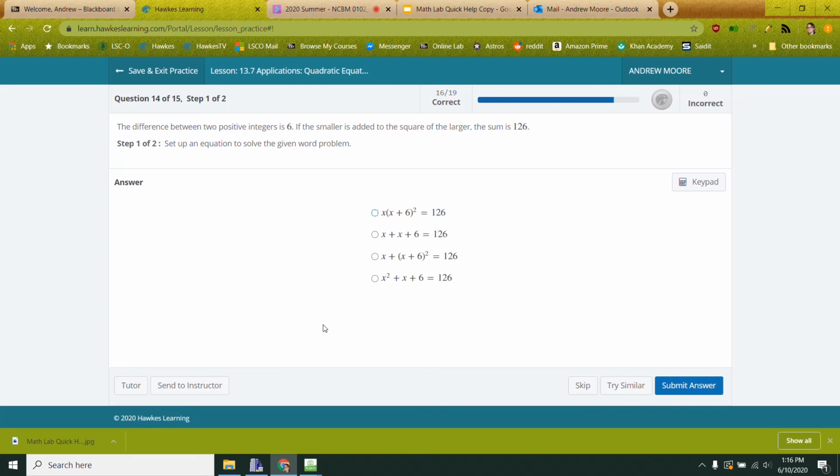The difference between two positive integers is 6. If the smaller is added to the square of the larger, the sum is 126. Anytime they use "difference," it typically means subtraction. But in this case, it's just saying that one is 6 more than the other one. So we could also add that as well.